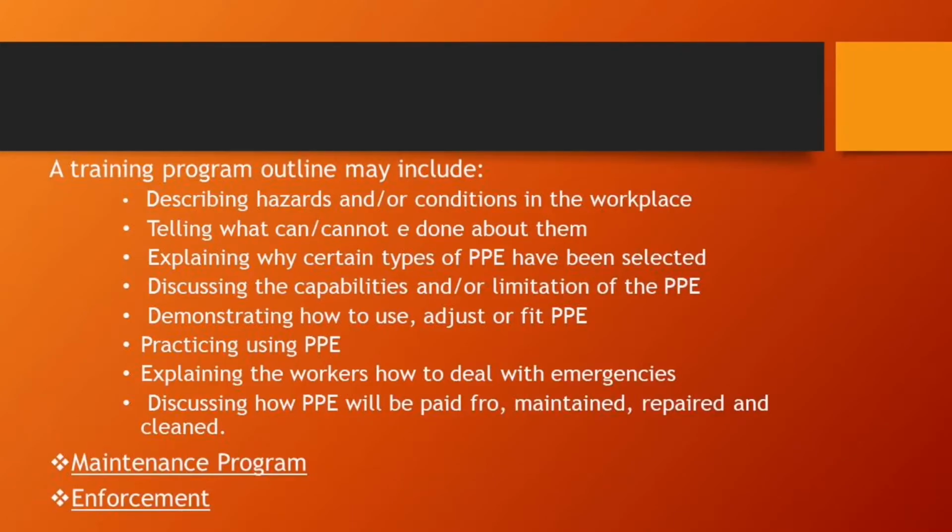A training program outline may include describing hazards and conditions in the workplace, telling what can or cannot be done about them, explaining why certain types of PPE have been selected, discussing the capabilities and limitations of the PPE, demonstrating how to use, adjust, and fit PPE, practicing using PPE, explaining to workers how to deal with emergencies, discussing how PPE will be paid for, maintained, repaired, and cleaned, and maintenance program enforcement.